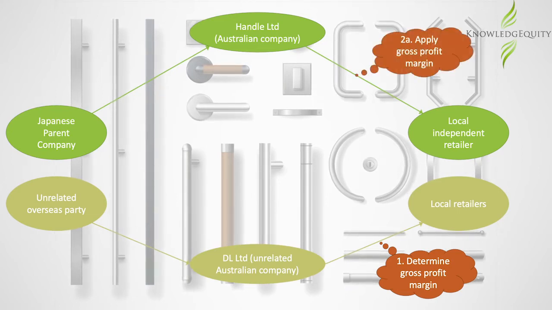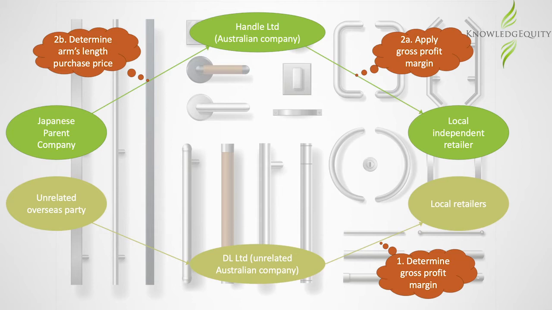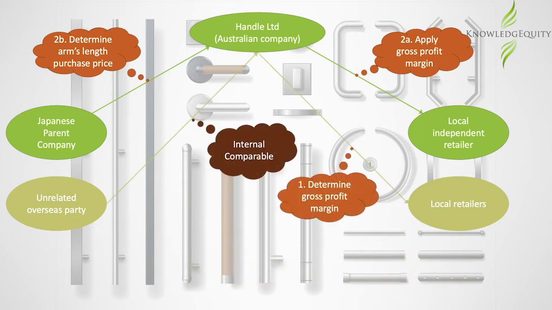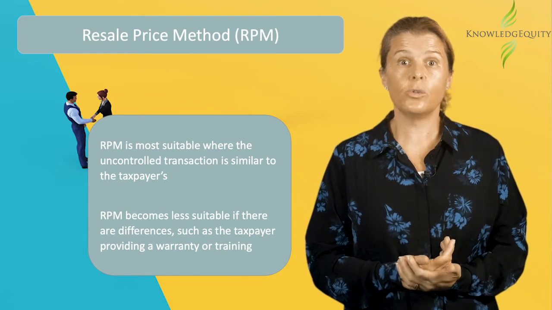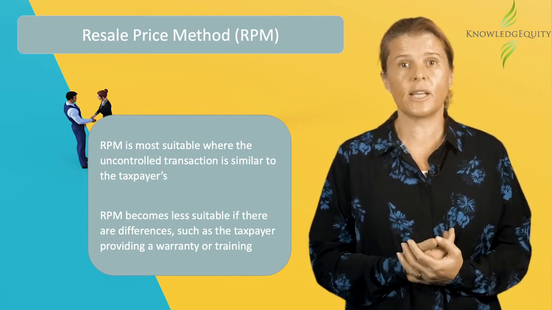The second step would then be for Handle to apply the gross margin to its own retail sale by assuming a comparable margin. Handle would then apply the assumed margin to its sales price to determine the arm's length price it pays its Japanese parent company. Note that this example used an external comparable. Sometimes an internal comparable can be used where the taxpayer also buys comparable goods from an independent overseas party and sells them locally. Note that RPM is most suitable where the uncontrolled transaction that is used to benchmark the margin is similar to the taxpayer's one.